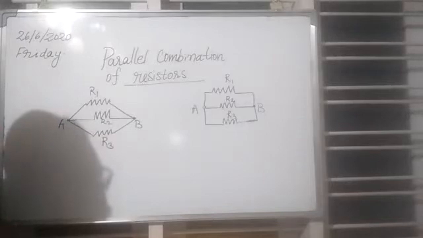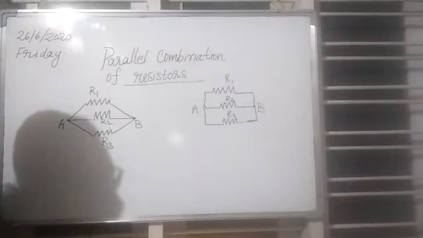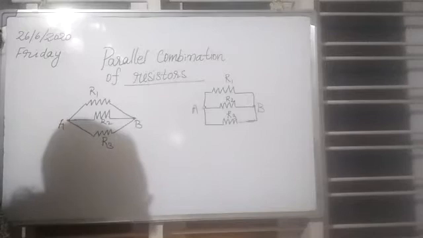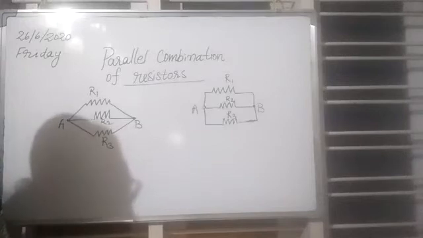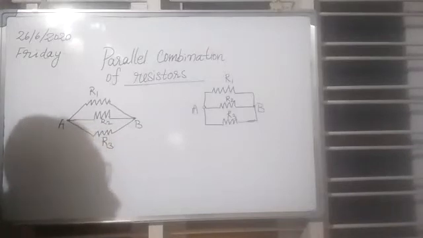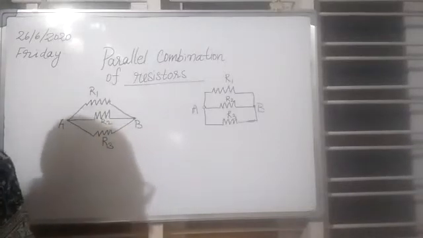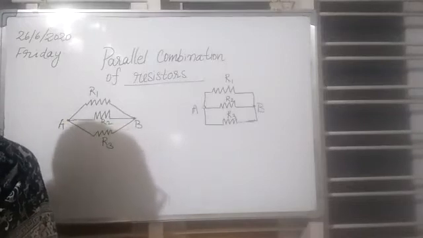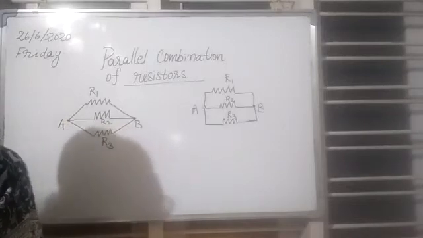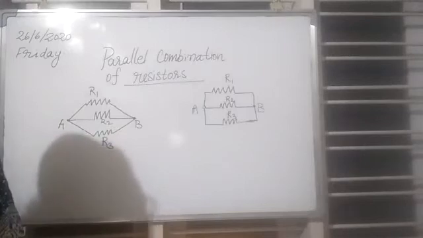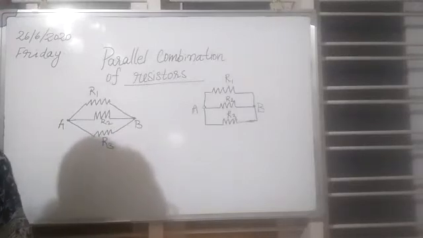Now let us complete the circuit and see how we can obtain the equivalent resistance. What is meant by equivalent resistance? It is the total resistance of the circuit, which we have to find out. In series combination you have learned how to find the effective resistance in the circuit. In the same way, for parallel combination, let us find the effective resistance.